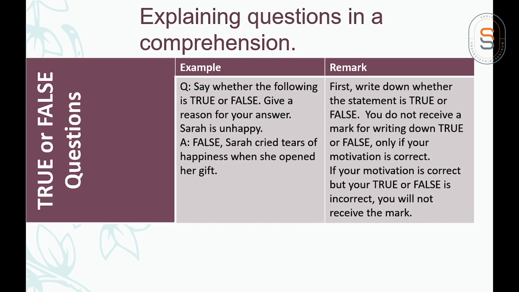First of all, you have to write down whether the statement is true or false. And remember, you do not receive a mark for writing true or false. Only if your motivation is correct. Right, and then if your motivation is correct, but your true or false is incorrect, you will not receive the mark. In some cases, they will tell you the following statement is true. Give a reason why. And then you must give a reason why that statement is true. Again, you have to read your instruction or your question very, very carefully.